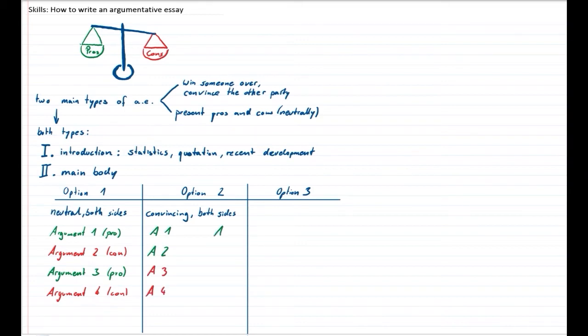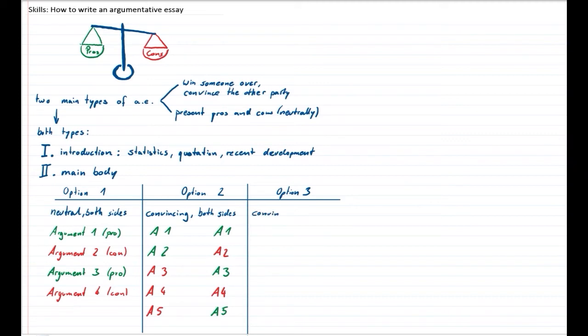For option 2, you write a convincing essay, but you also show both sides. And there are two options actually within this option 2. You can either give all of the positive aspects and then all of the negative ones, or, shown on the right side, you give a pro, then a con, a pro, then a con, and then a pro. Make sure that the last argument shows your opinion.